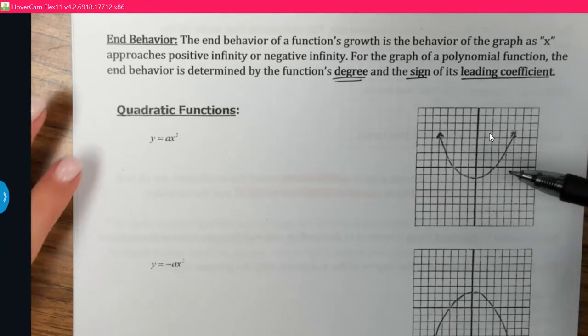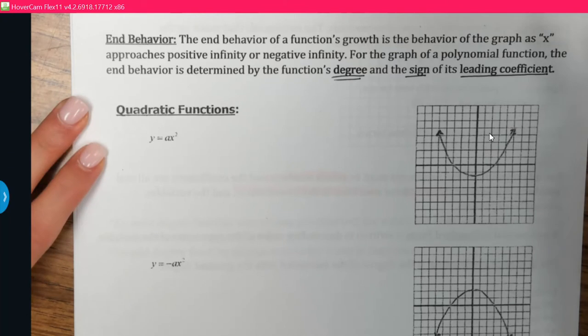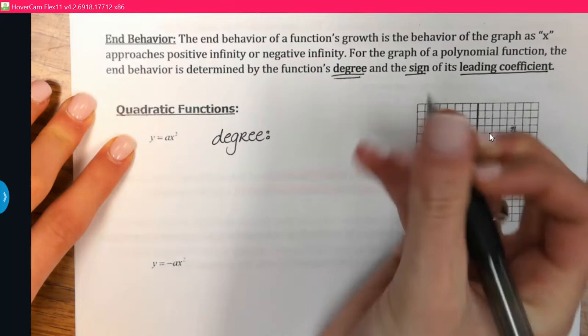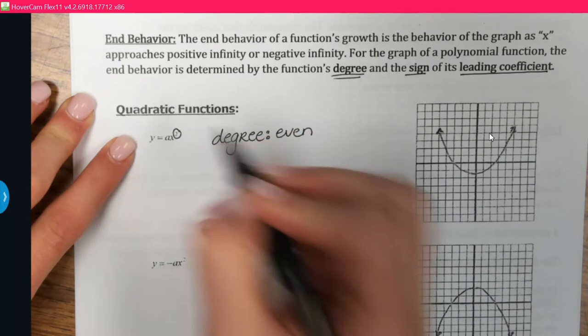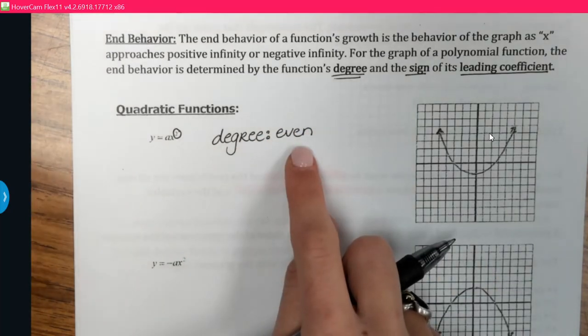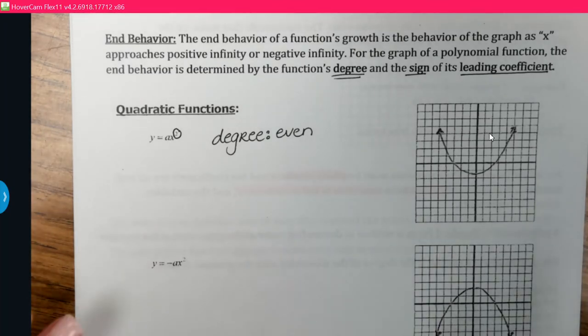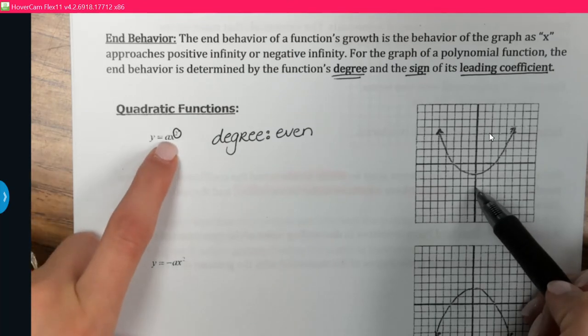Now here, I've got a quadratic function, y equals ax squared. My degree for a quadratic is 2, so it's even. On your worksheet, you're going to have to identify what the degree is, so that means, is it even or is it odd? If it's even, you'll notice a pattern, even versus odd, which I'll explain in a minute. But here we have an even degree, and our leading coefficient is positive.